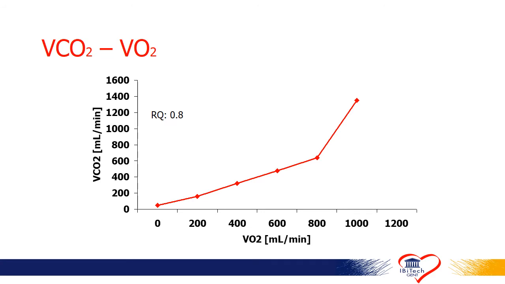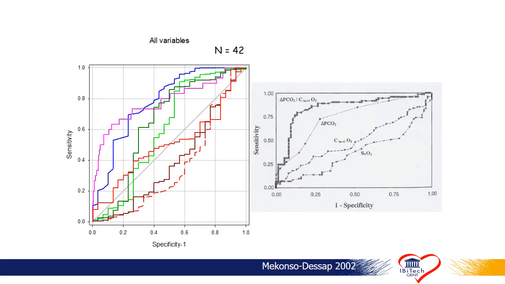So when we see all of a sudden, as you can see here, an increase in the carbon dioxide production, which is much more than the oxygen which is consumed, then we can actually say that this is the start of the anaerobic metabolism. So it's an indicator of the anaerobic threshold.